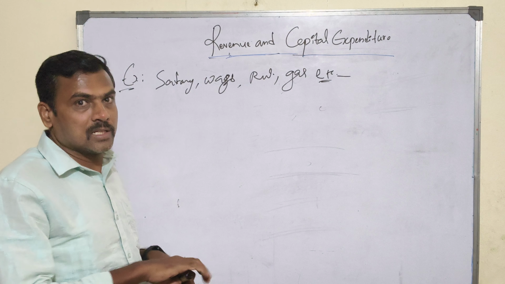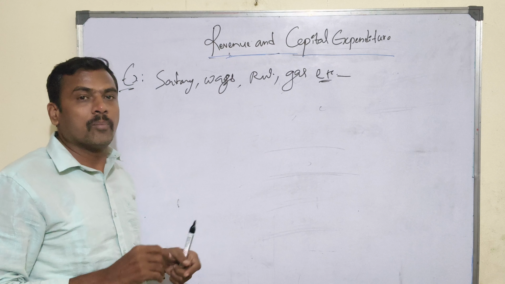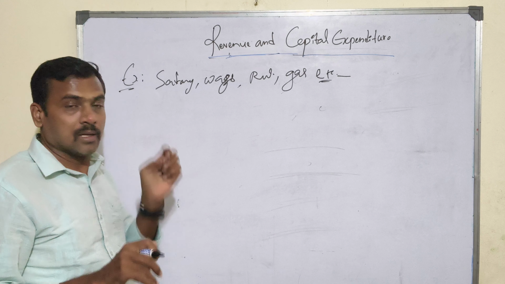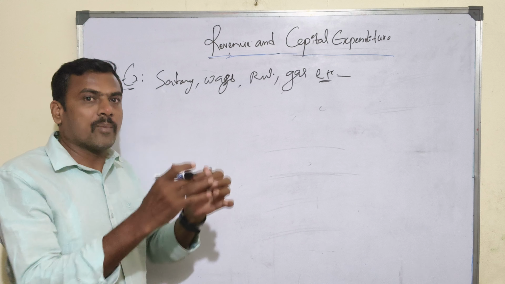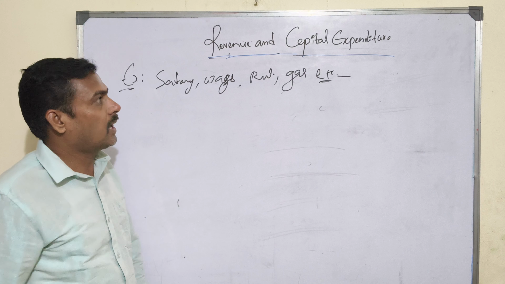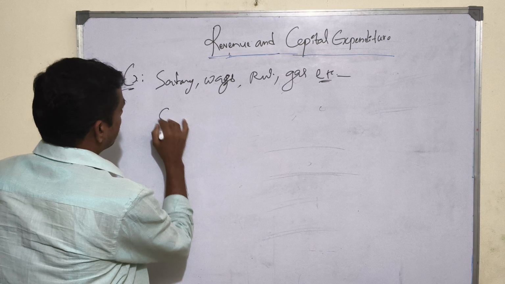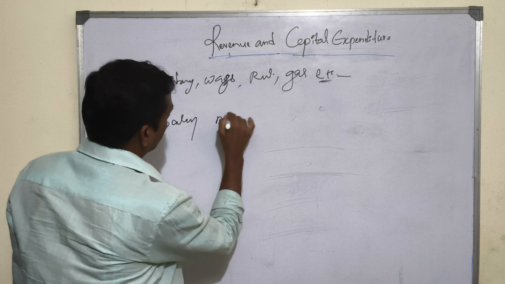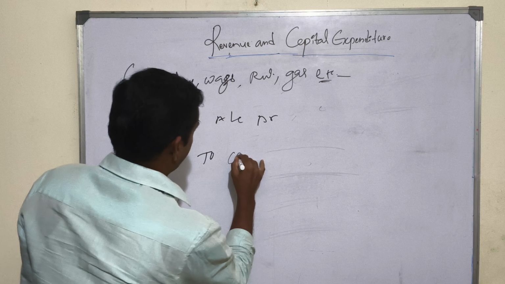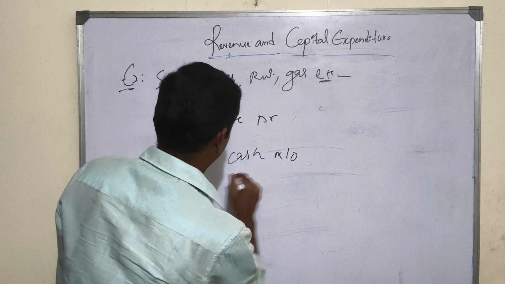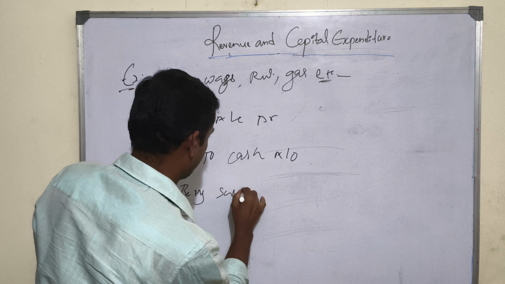The accounting treatment of revenue expenditure is that all revenue expenditure should be charged against profit in the same accounting period. Why do we need to charge? To establish the correct operating results in the accounting period, right? For example, salary account debit to cash account credit, being salary paid.